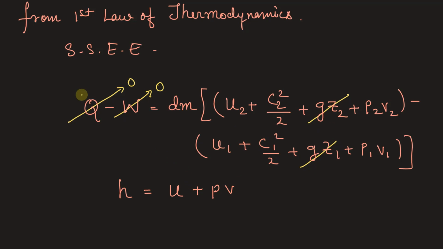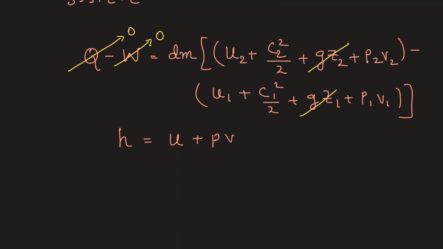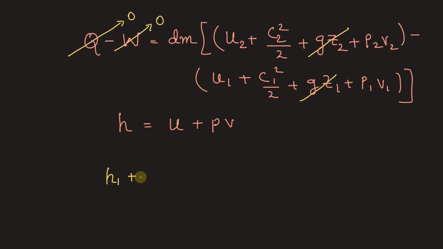Therefore from here we can write the steady state energy equation as H1 plus C1 square by 2 is equal to H2 plus C2 square by 2. C1 and C2 are the velocity at entry and exit of the nozzle. Now from here we can calculate H2.